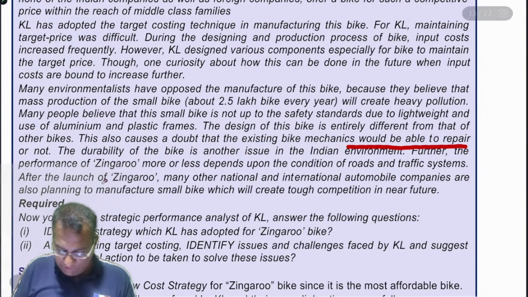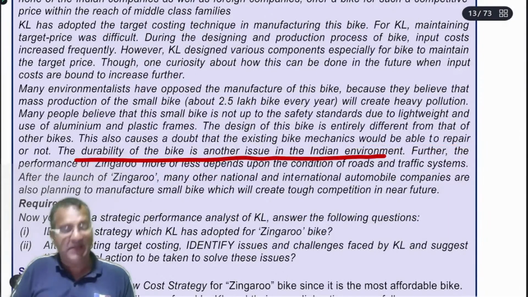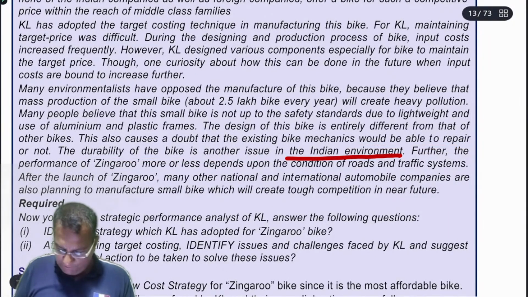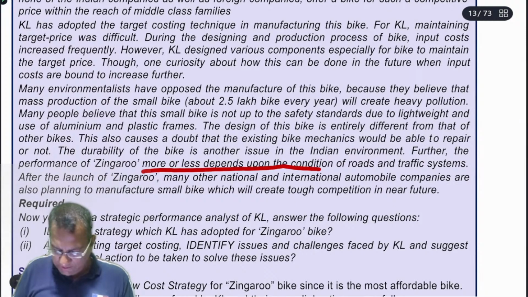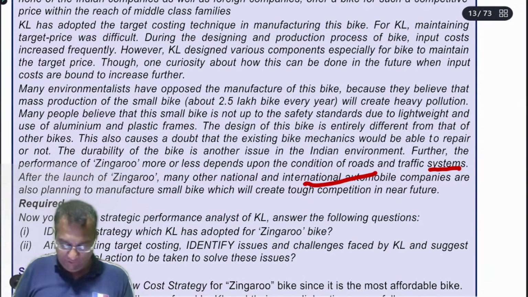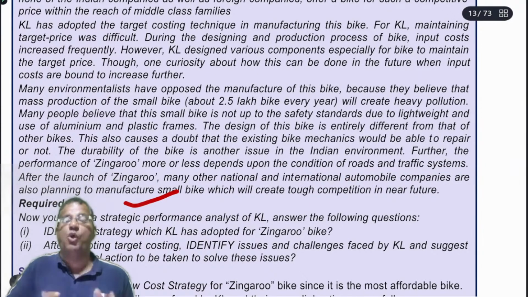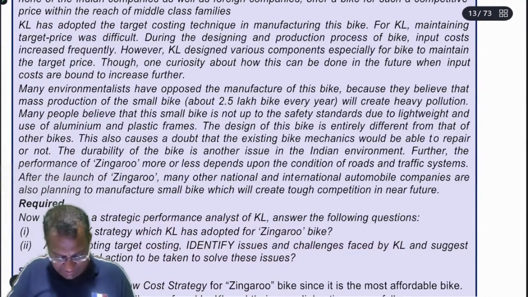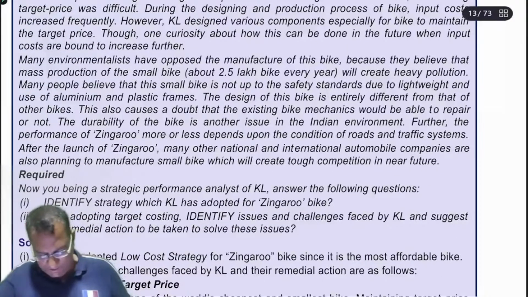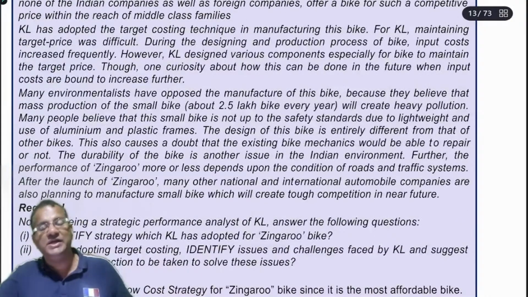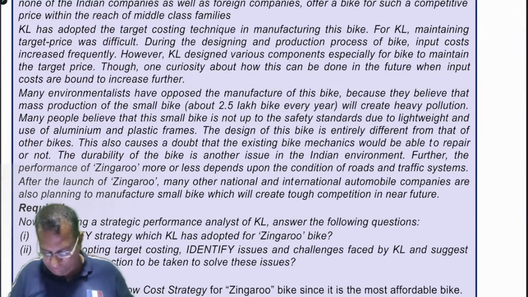The durability of the bike is another issue in the Indian environment. Further, the performance of Jingaro more or less depends upon the condition of road and traffic system. After the launch of the Jingaro, many automobile companies are planning to manufacture small bikes. So the second requirement part is, after adopting the target costing, what are the issues and challenges being faced by the company?